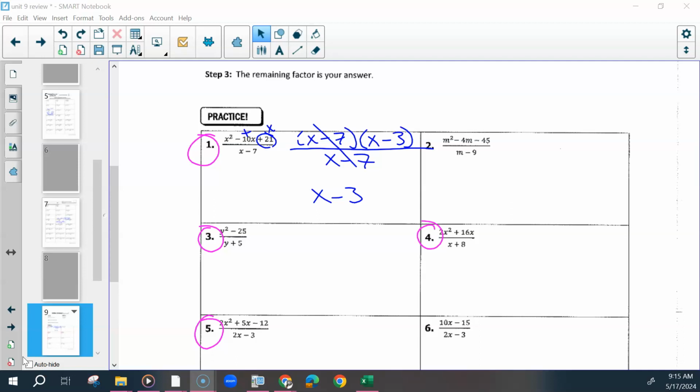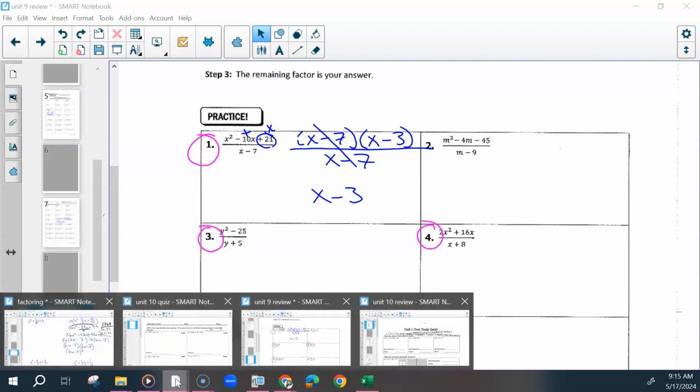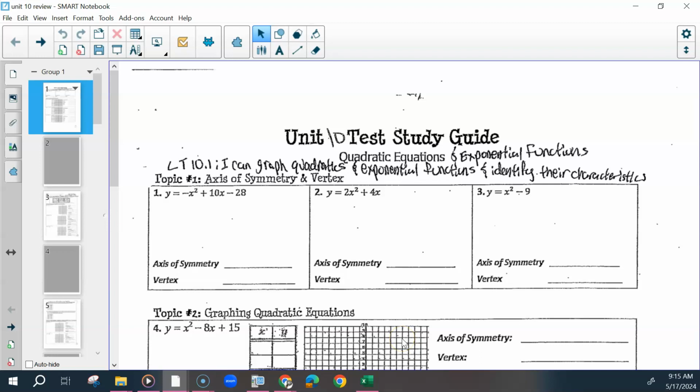So starting with the first page, what questions do we have? Want to see? Want to go over? Number 1. You said Number 4.